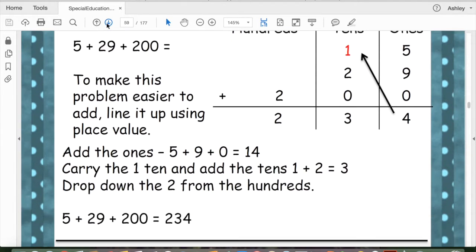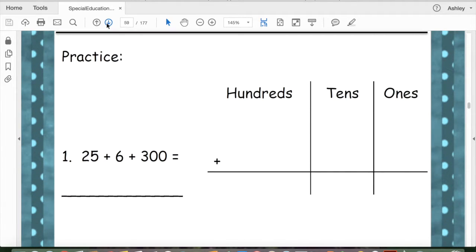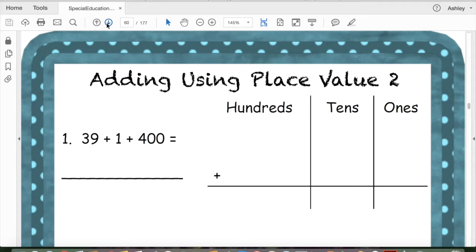Adding using place value. So the question will just be like that. I give a nice organizer there so they can line up their hundreds, tens, ones. Hopefully a skill that they would transfer without the organizer. And again, lots of practice here.